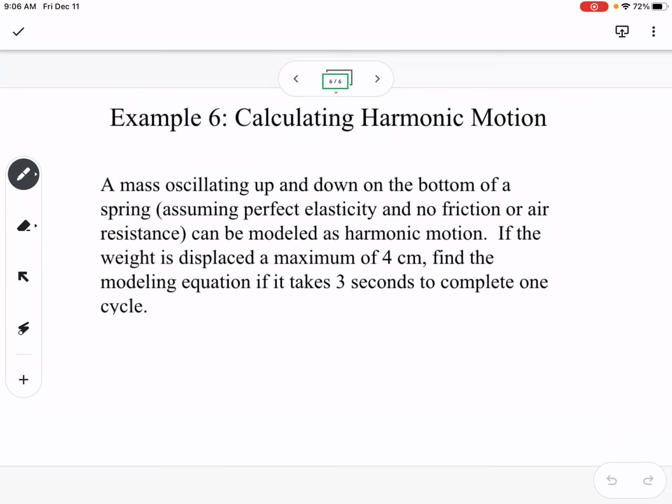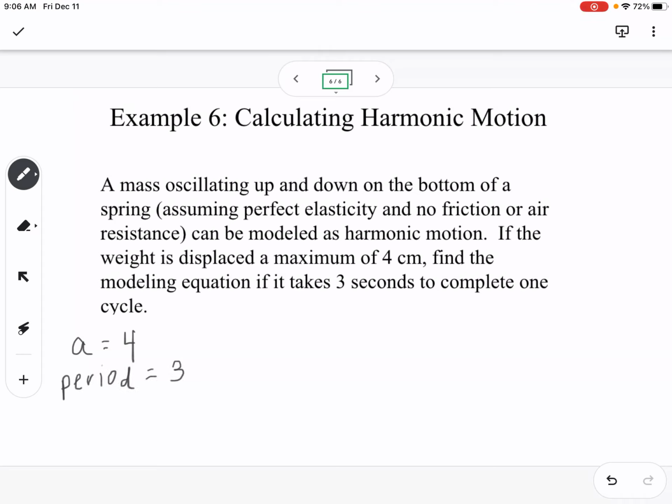So here's an example of this. A mass oscillating up and down on the bottom of a spring, assuming perfect elasticity and no friction or air resistance, can be modeled as harmonic motion. If the weight is displaced a maximum of 4 centimeters, find the modeling equation if it takes 3 seconds to complete one cycle. So from this, we know that A, our amplitude, is 4, and we know that the period is 3 seconds.